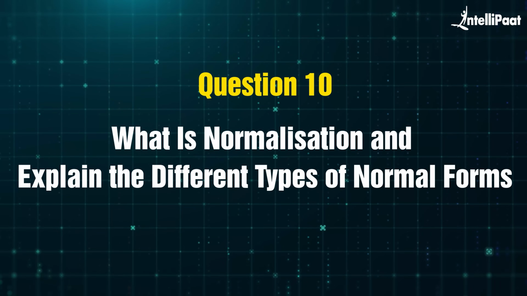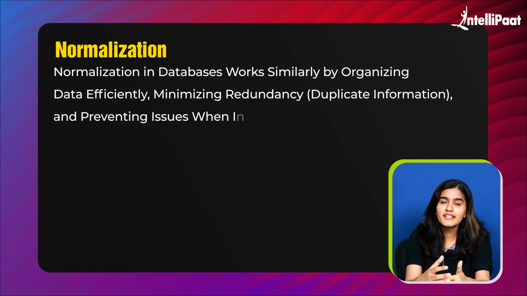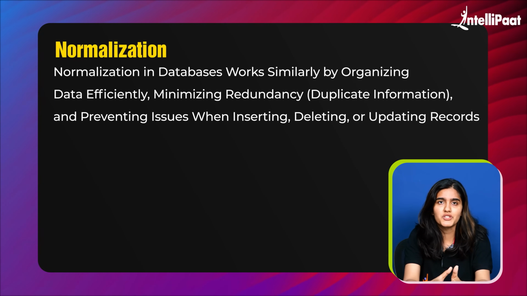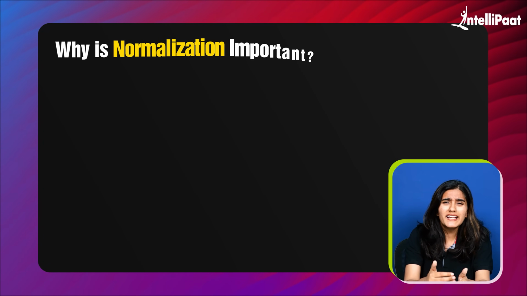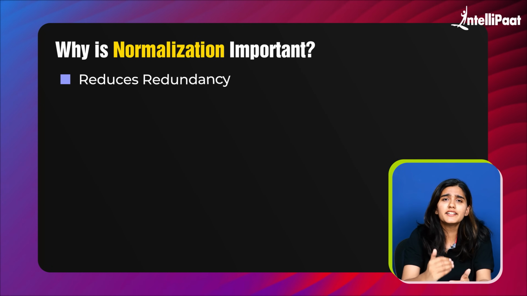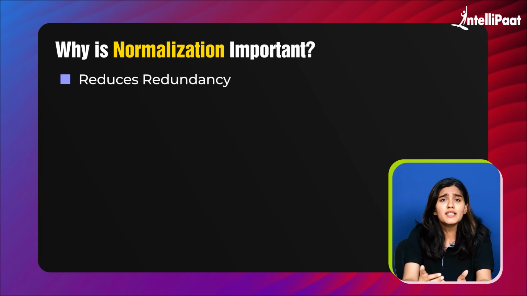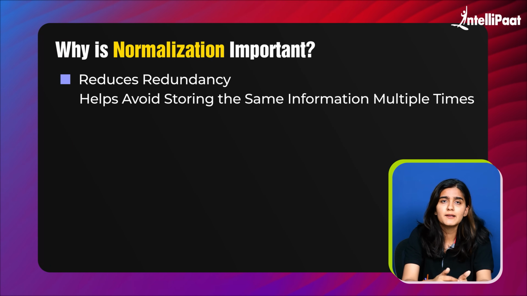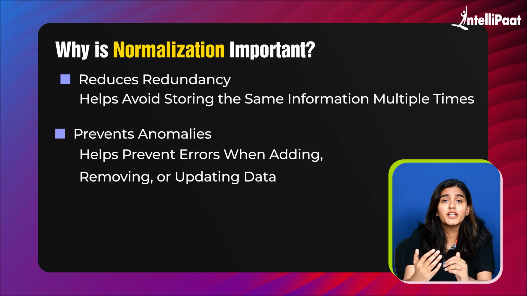Moving ahead with question number 10, which is what is normalization, and explain the different types of normal forms. So normalization in a database works similarly by organizing data efficiently, minimizing redundancy, which here is duplicate information, and preventing issues when inserting, deleting or updating records. So why is normalization important? First, it reduces duplication. Just like you will not want to have the same copies of a book, similarly in a database, normalization helps avoid storing the same information multiple times. Second, it prevents anomalies. It helps prevent errors when adding, removing or updating data.